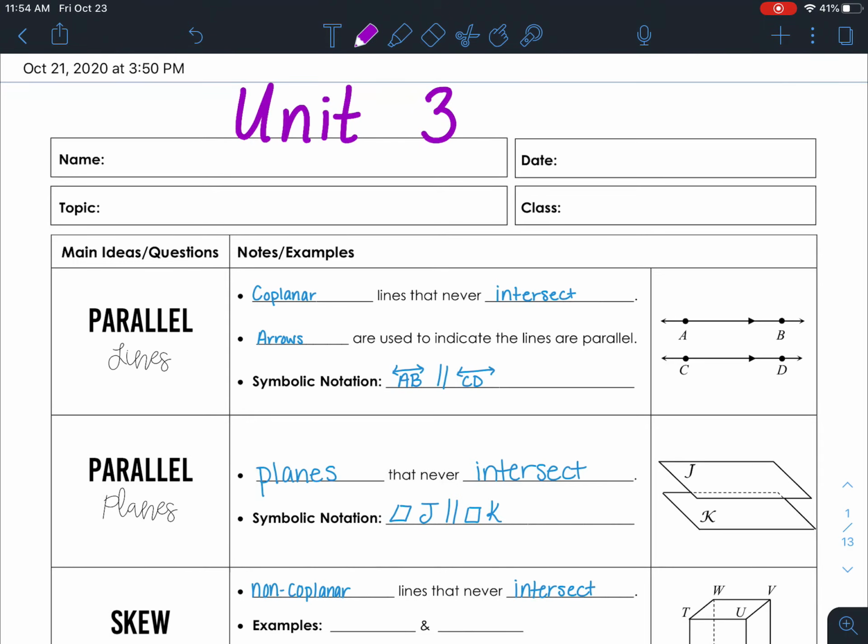Hi guys, welcome to the first part of chapter 3. This is going to be a really quick chapter. Okay, so this is going to be 3.1 notes.